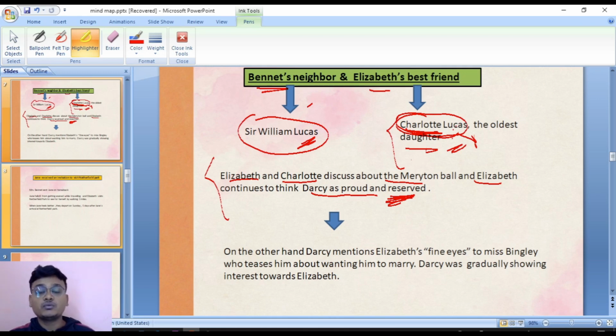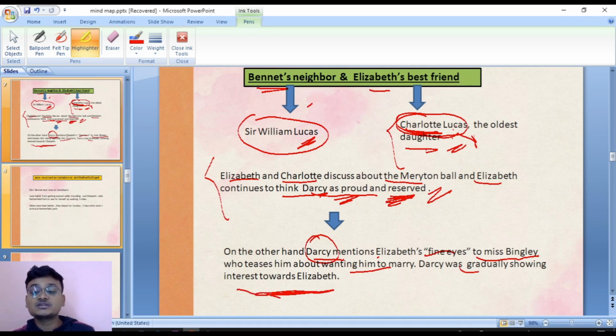That is when one judges the folly of other people on first impressions. So Elizabeth and Charlotte discuss the Meryton ball, and Elizabeth continues to think Darcy is proud and reserved. On the other hand, after a few days, what happened? Darcy is now drawing gradually towards Elizabeth, and he was very much attracted by the fine eyes of Elizabeth. That's why Darcy mentions Elizabeth's fine eyes to Miss Bingley, the sister of Charles Bingley, and Miss Bingley is now teasing Darcy because she's jealous of Elizabeth.